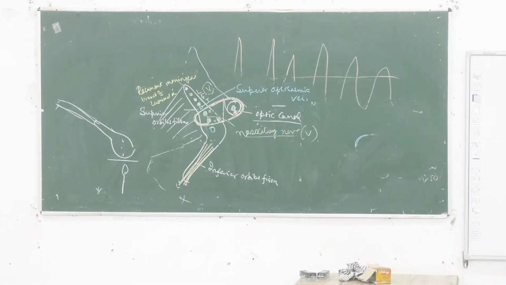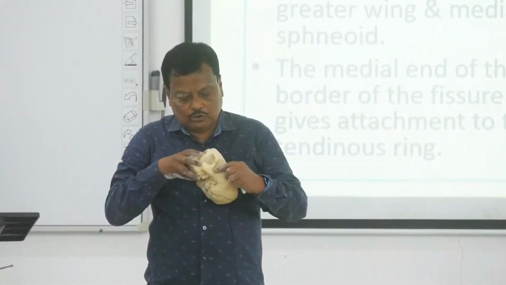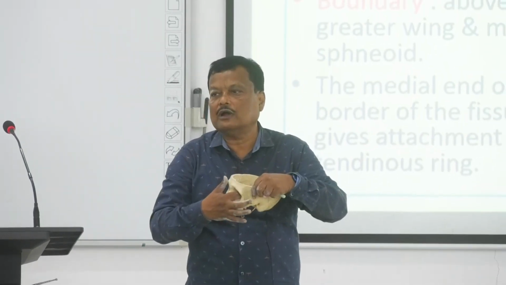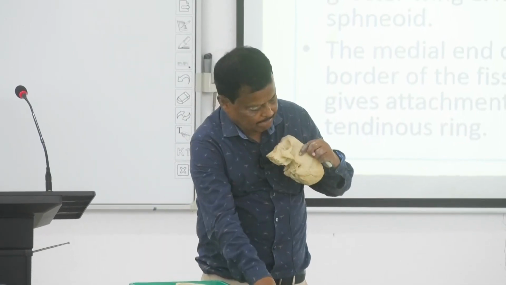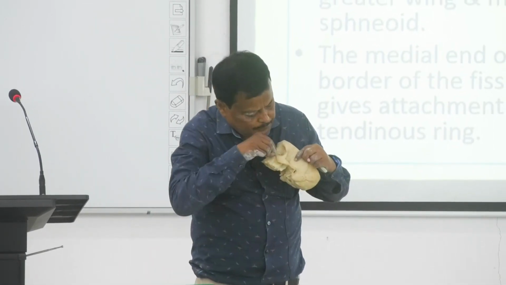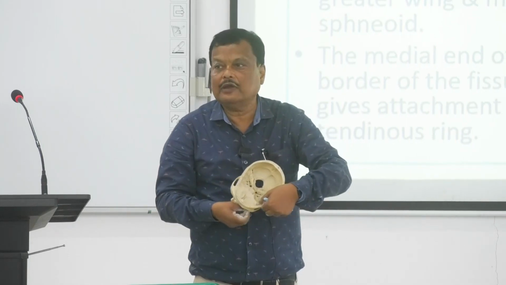For a short note, write it like this: shape, position, communication, orbital cavity with middle cranial fossa. Through the superior orbital fissure, the orbital cavity communicates with the middle cranial fossa. You know, this is the anterior cranial fossa, this is the middle cranial fossa, and this is the posterior cranial fossa. So through this superior orbital fissure, we can communicate through the orbit to the middle cranial fossa.